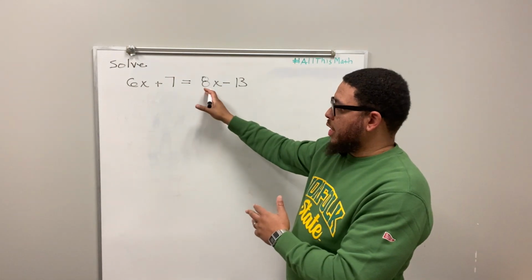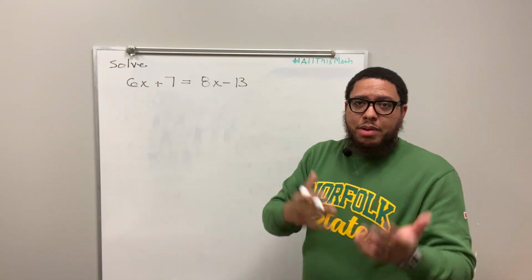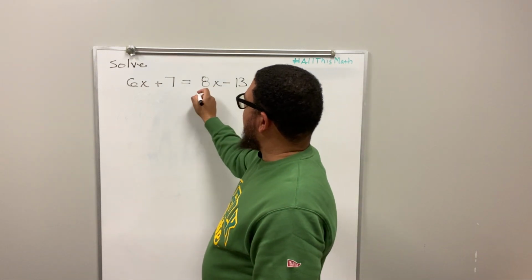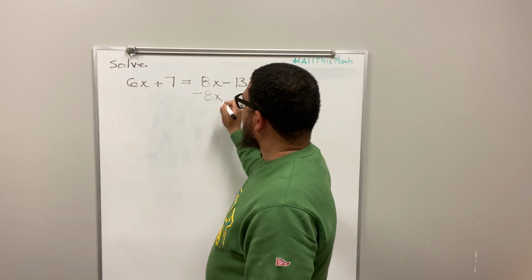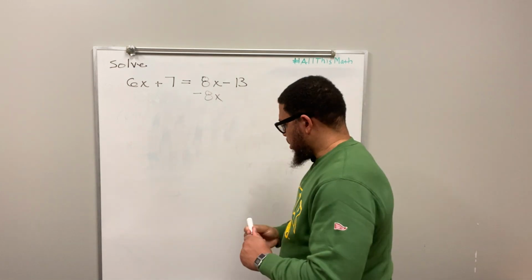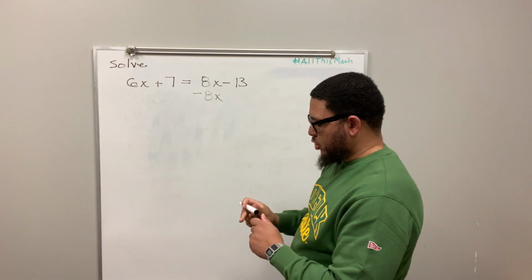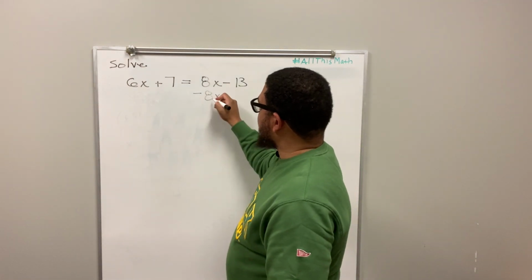This is a positive 8x. The opposite of a positive is a negative 8x. So underneath of this, I'm going to write minus 8x. All right, let me switch up. All right, that's a better drawing. So I got minus 8x right here.